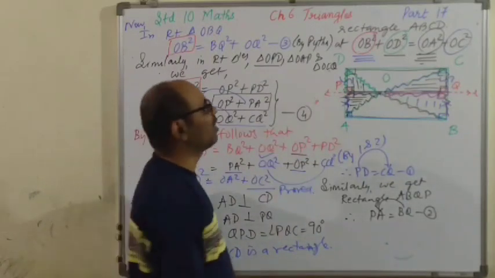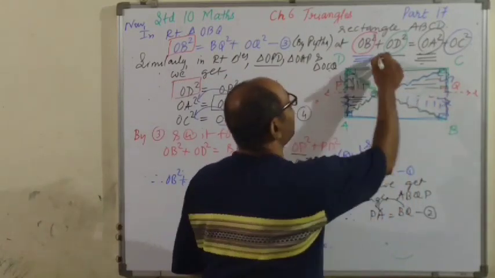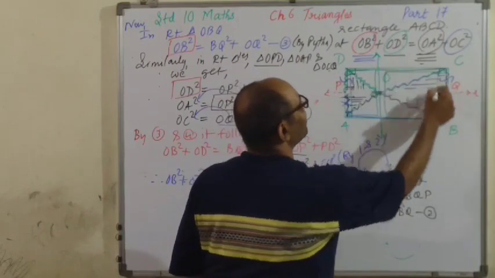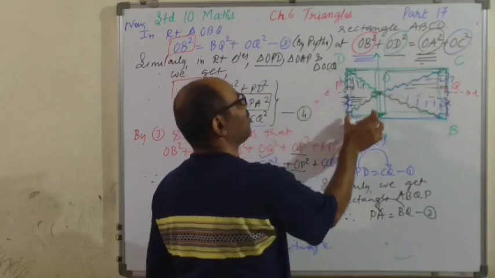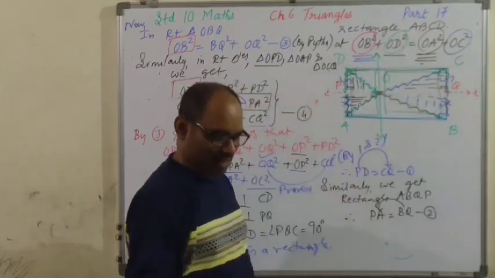Yeah, at home you try. Instead of this line, you draw a line through O. So you will get this rectangle and this rectangle. So this part equals this part, and this part equals this part. और वो चार result ले लेना, and you will get the results.